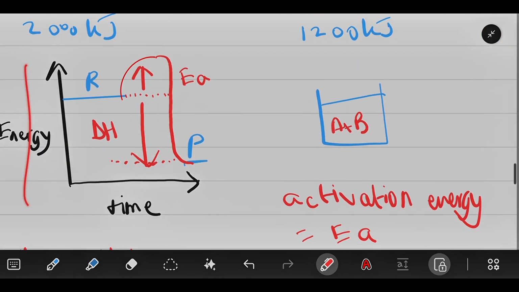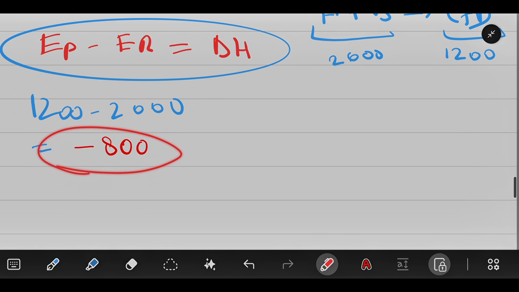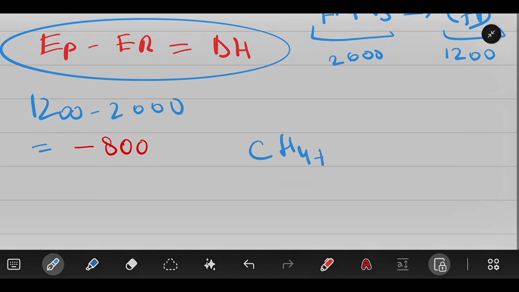And this graph proved that, right. And the calculation now proves that, because it has a negative sign, which means that the energy was lost to the surroundings, which means that the reaction is exothermic. So if you're given a reaction similar to this, it is an example of an exothermic reaction.